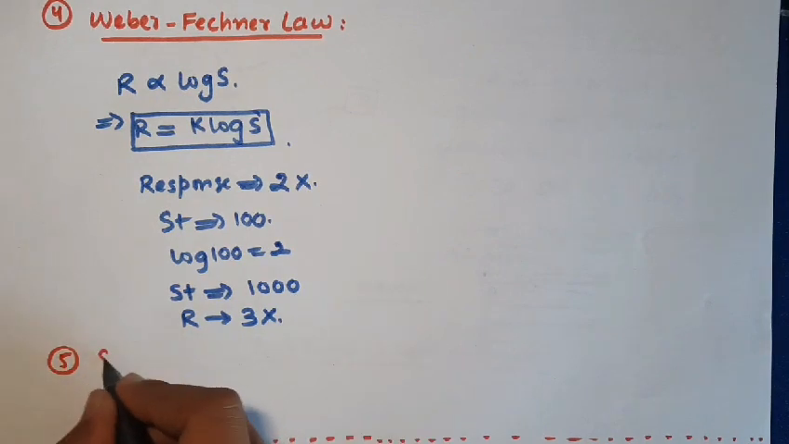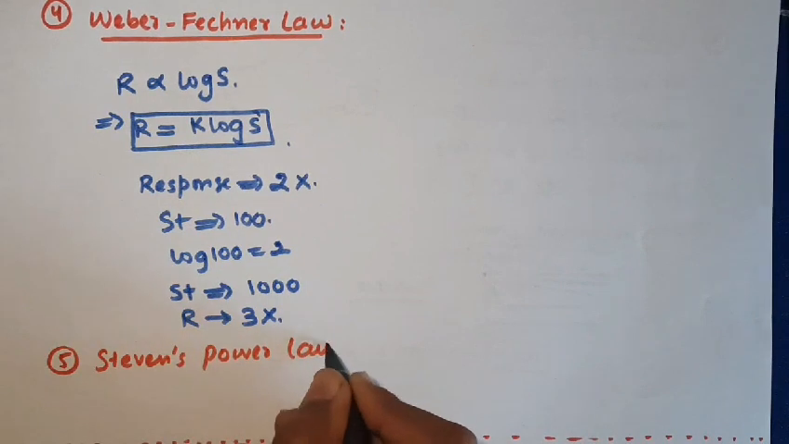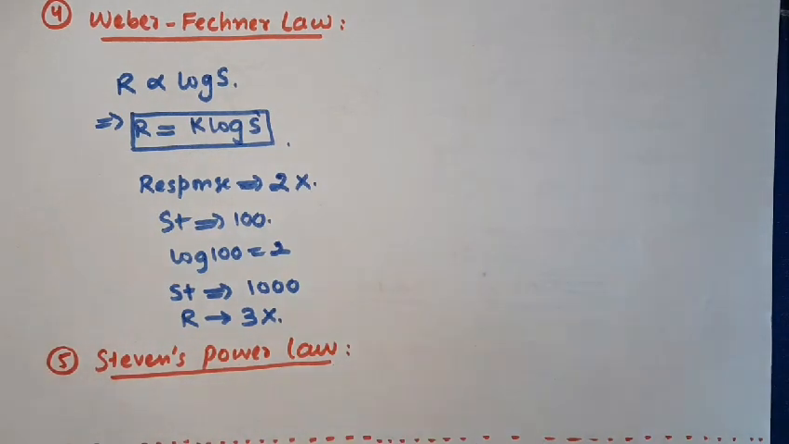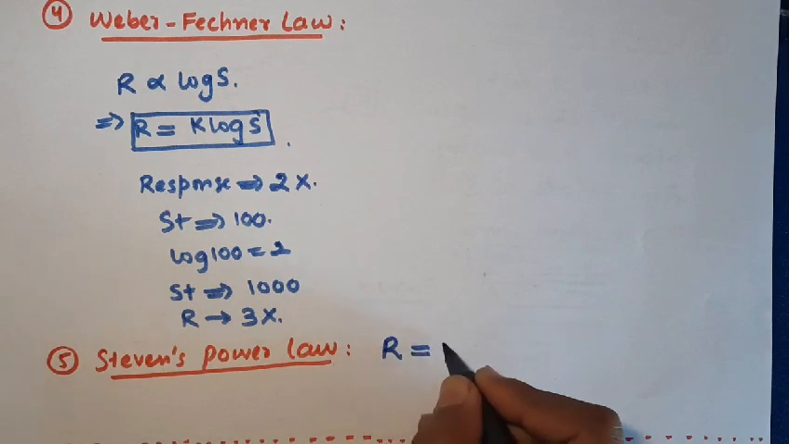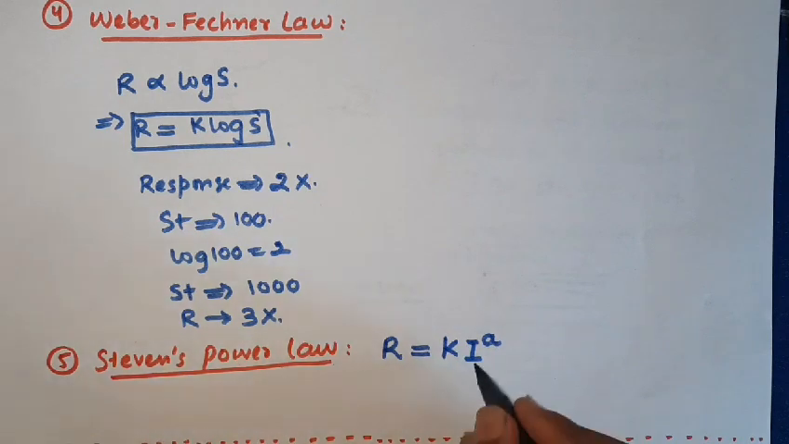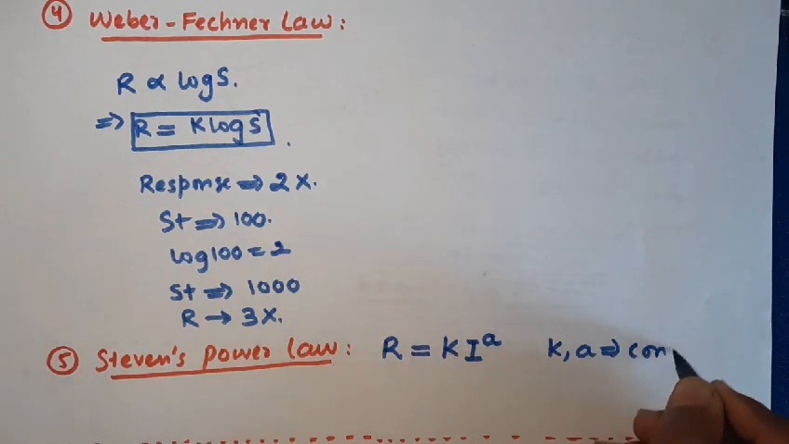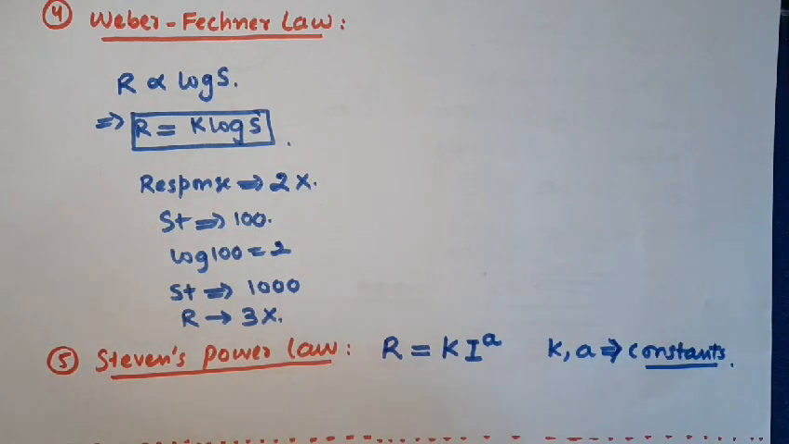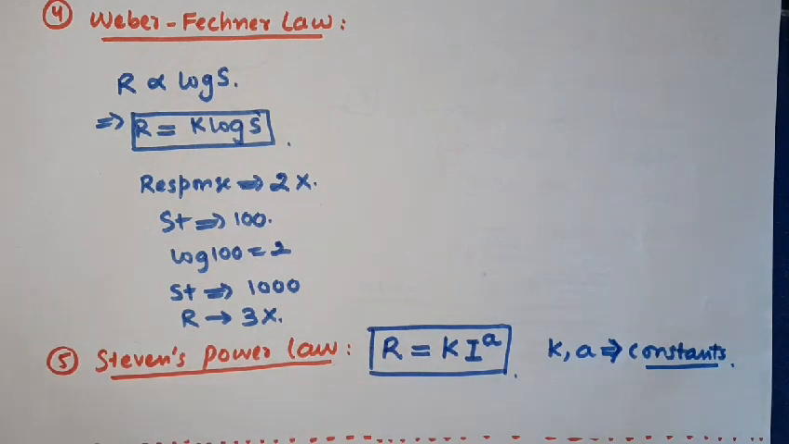Now let us discuss the last law of sensory physiology. It's called Stevens power law. As per this law, again, the response that is produced is equal to k into I raised to the power a. I is the intensity of the stimulus, and k and a here are constants. So this is Stevens power law. R is equal to k I to the power a.